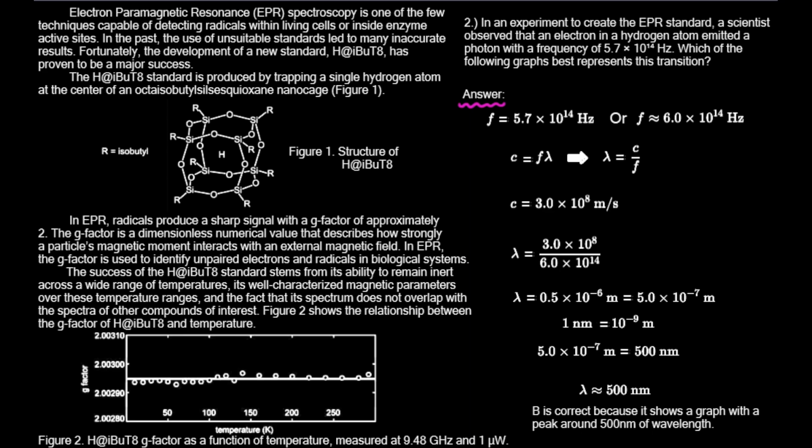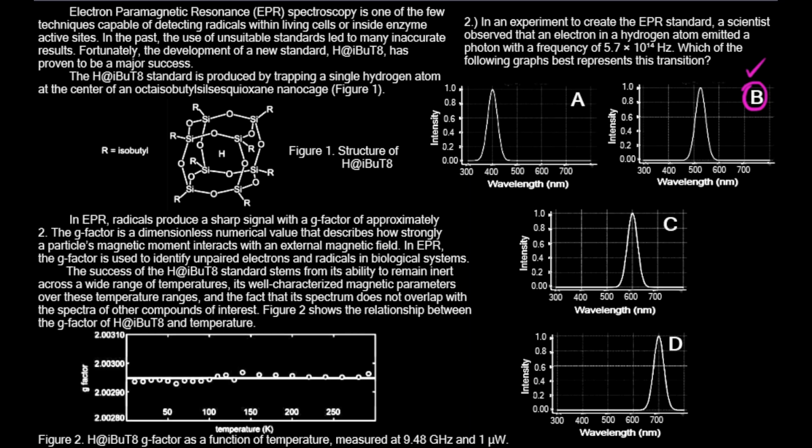Question number 2 read: in an experiment to create the EPR standard, a scientist observed that an electron in the hydrogen atom emitted a photon with a frequency of 5.7 times 10 to the 14 hertz. Which of the following graphs best represents this transition? The correct answer to question number 2 is B, and let's see why.